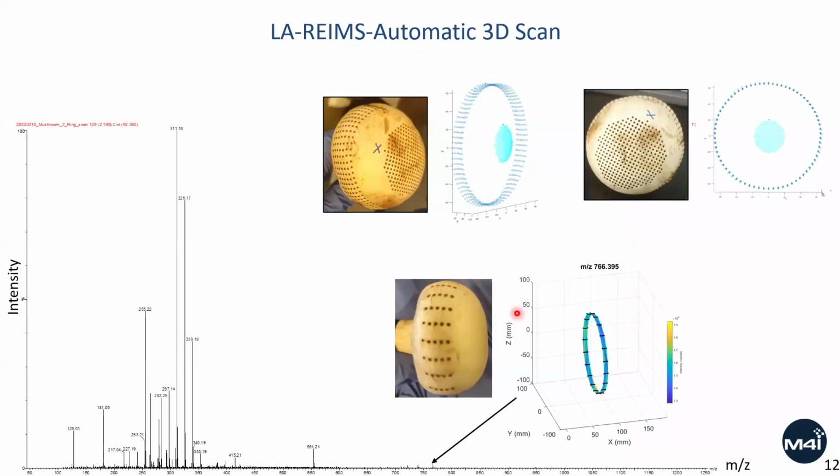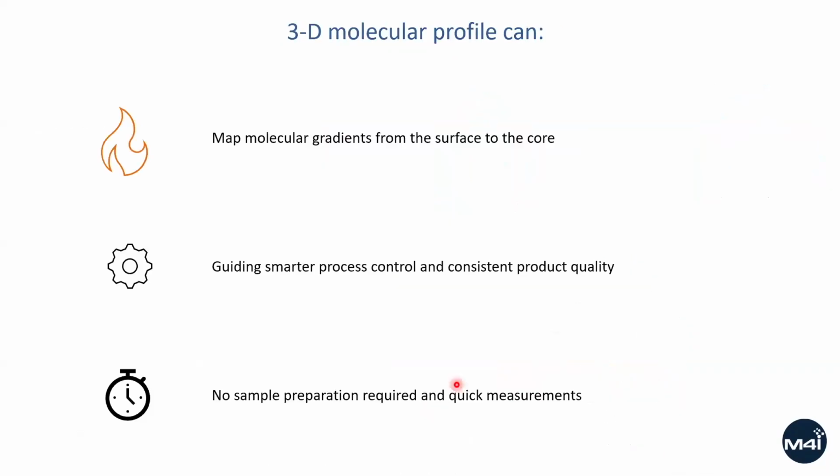And here's an example of a lipid. And you can see, according to the intensity scale, yellow is lower intensity and blue is higher. So in this circle, you can see where the lipid is lower or higher in intensity. So this 3D scanning gives a great map of the molecular gradients from surface to the core. We can make changes to where we want to shoot and make patterns.